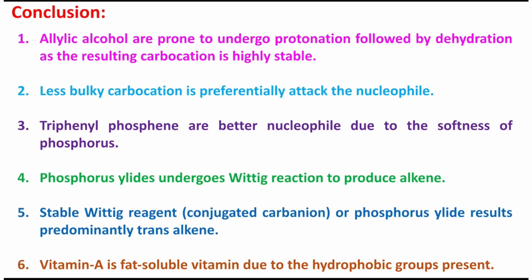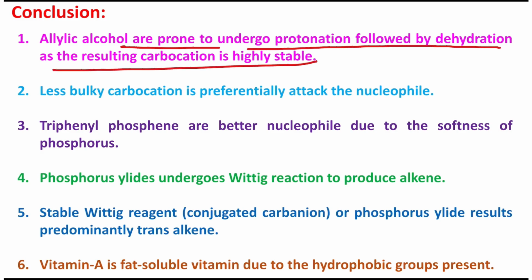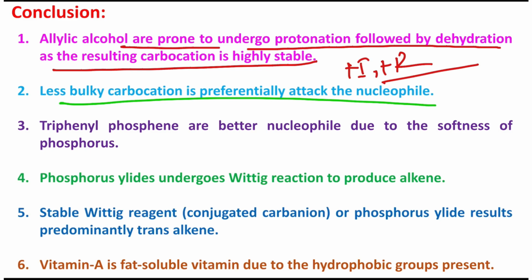Now in conclusion, what you have learned today is that allyl alcohols are prone to undergo protonation followed by dehydration, as the resulting carbocation is highly stable, through plus I and plus R effect. Now less bulky carbocations are preferentially attacked by the nucleophile because of steric repulsion, steric crowding, steric factor. Triphenyl phosphine is a better nucleophile due to the softness of the phosphorus atom and its lone pair.